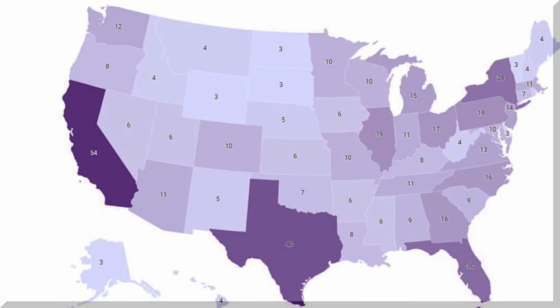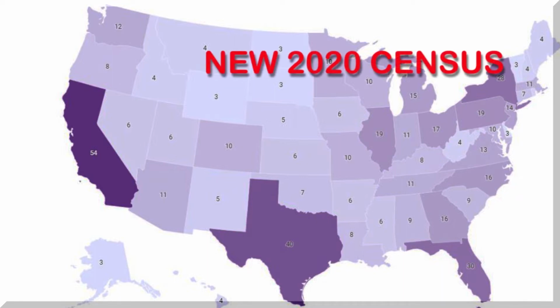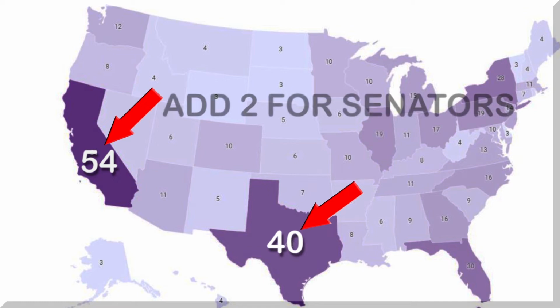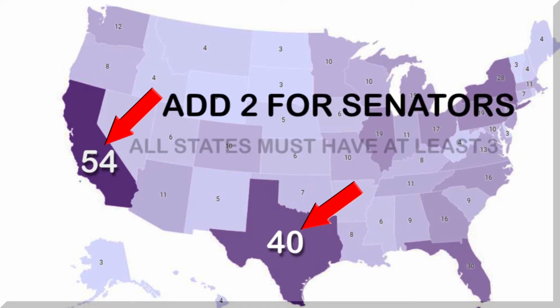Previously, the number of electoral votes for each state was based on population statistics from the 2010 census. Because of population shifts based on the new 2020 census, some states will gain or lose votes. For example, Texas will pick up 2 votes, and California will lose 1. Remember that you must add 2 to each state because each has 2 senators. Every state must have at least 3 electors, regardless of population.